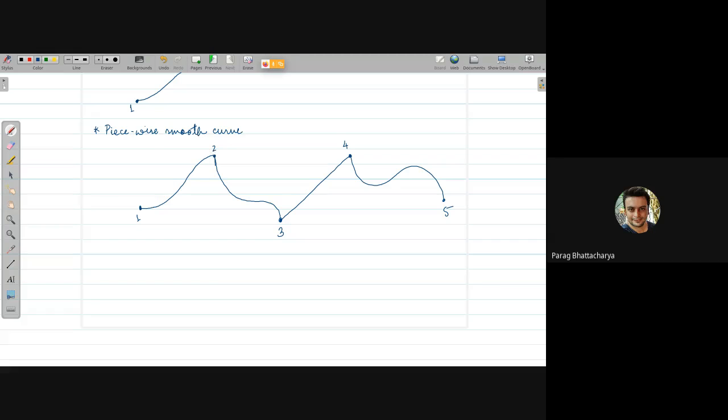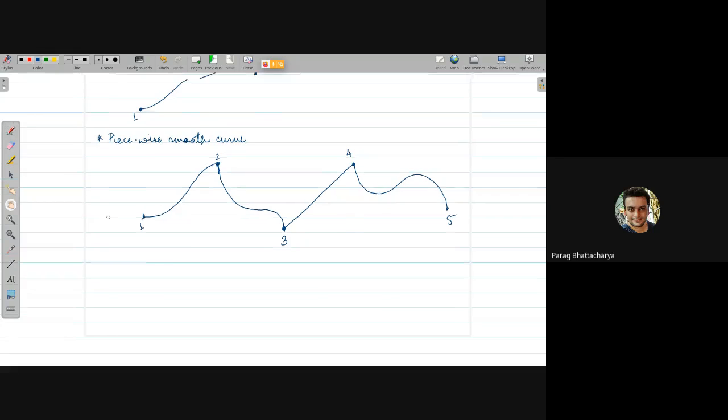You can break this curve into different points: point 1, point 2, point 3, point 4, point 5. At all of these points, there is an abrupt, sudden change in the derivative. At point number 2, for instance, on the left side the derivative is positive, and on the right side suddenly the derivative becomes negative. Again here also the derivative is negative, and suddenly on the right side it becomes positive. There is an abrupt change in the value of the derivative. Such curves are known as piecewise smooth curves.